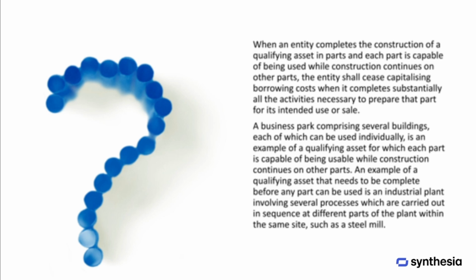When an entity completes a qualifying asset in parts and each part can be used while the construction of other parts continues, the capitalization of borrowing costs should stop when substantially all activities are complete for each part, making it ready for use or sale. For example, a business park with multiple buildings that can be used individually while the construction of other buildings continues fits this scenario. However, in cases like an industrial plant, with processes that must be completed in sequence across different parts of the site, such as a steel mill, capitalization continues until the entire plant is finished and usable.